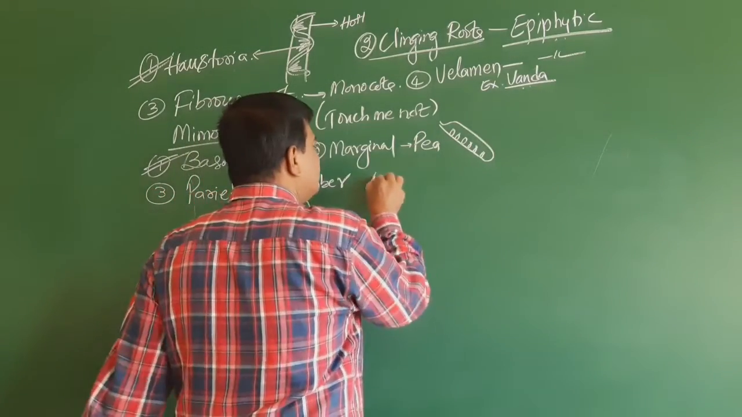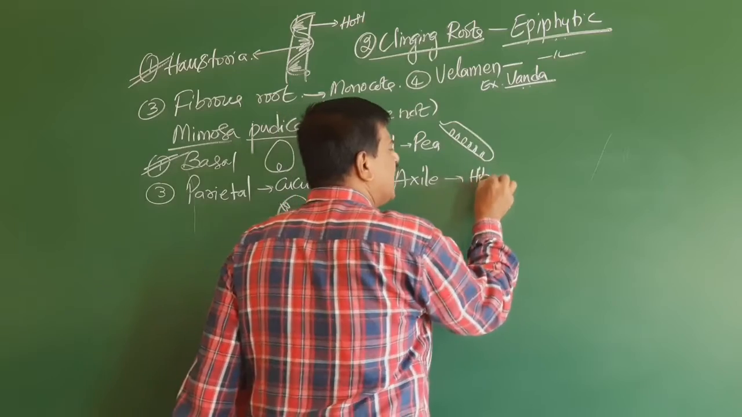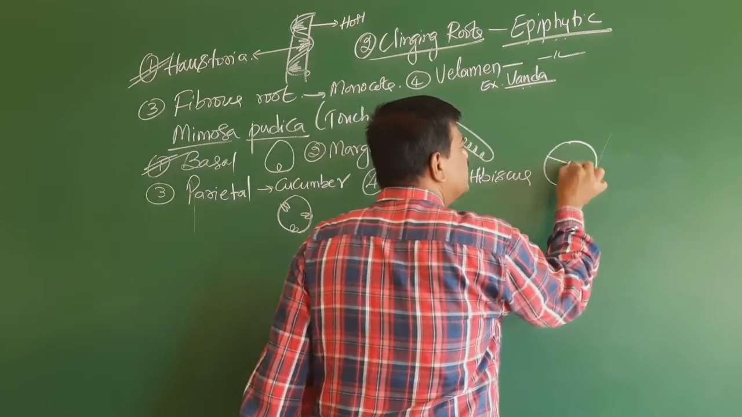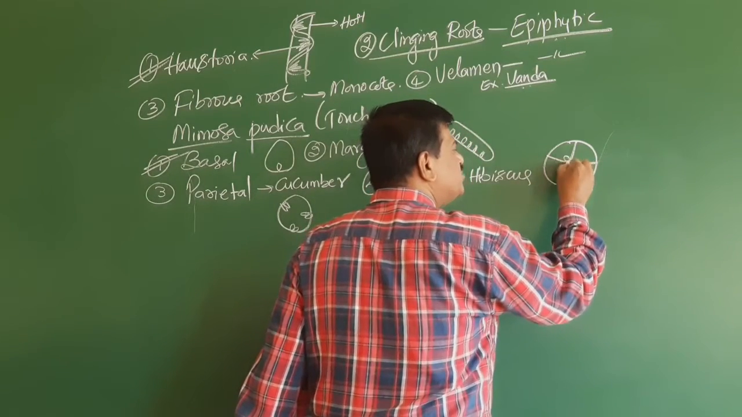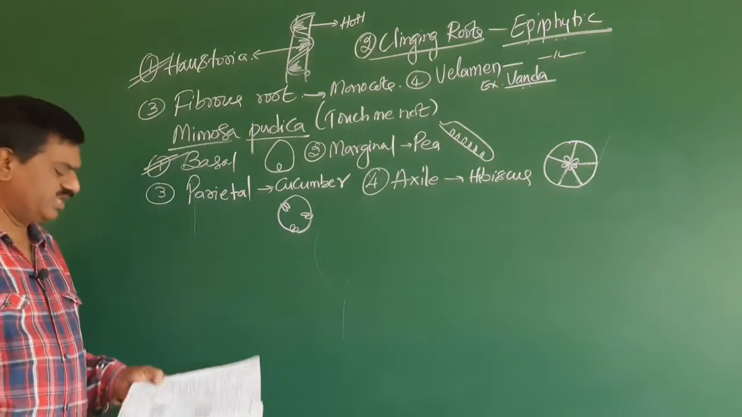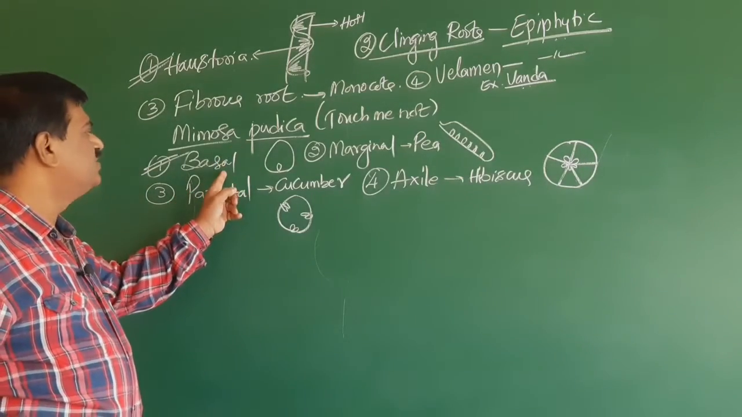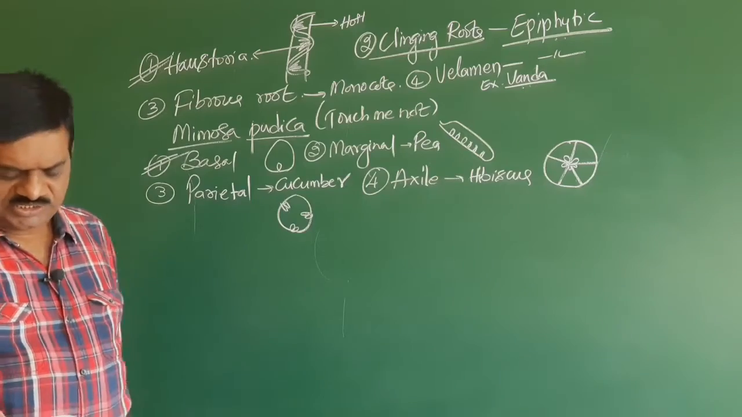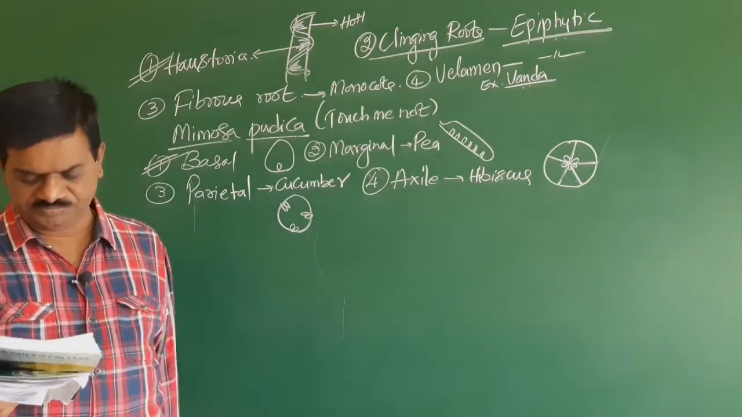The fourth one is called as axial placentation. This can be noticed in hibiscus. So here we see the placentation is present at the central axis, hence it is called as axial placentation. So this is not the answer. So here in Mimosa pudica, touch me not plant, there is a presence of basal placentation. So that is the right option. So we go for 37.